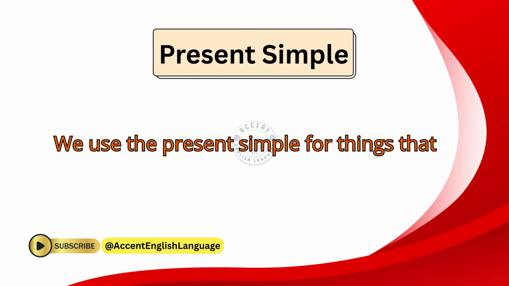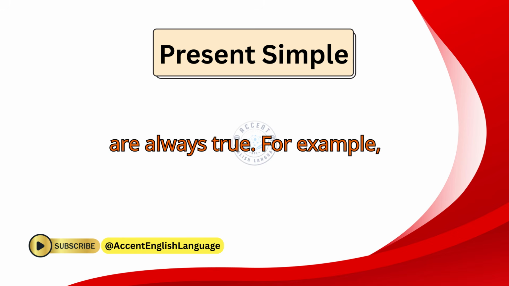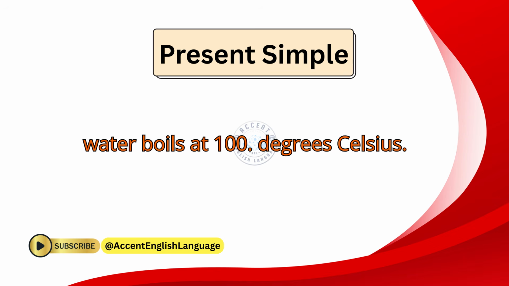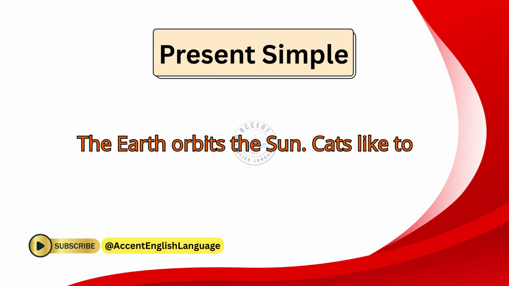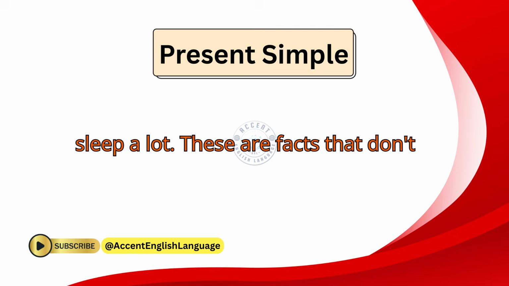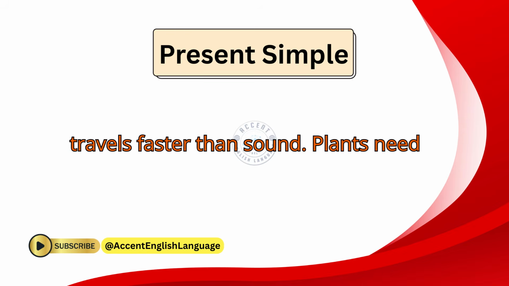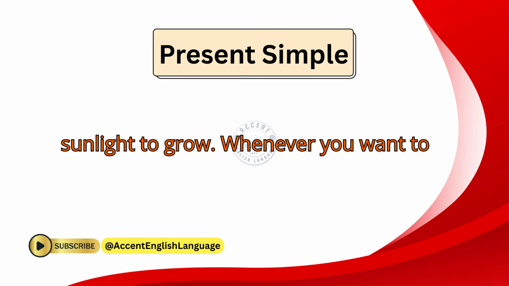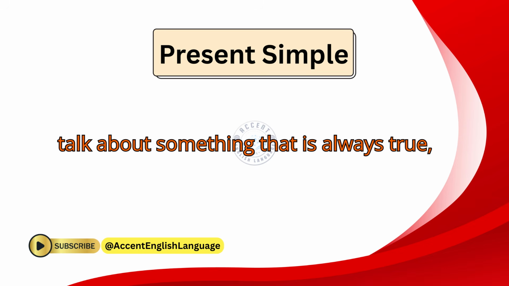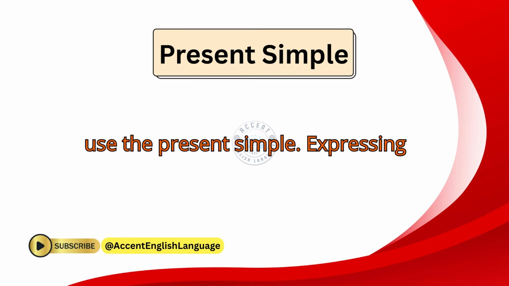Talking about facts, laws, and general truths. We use the present simple for things that are always true. For example, water boils at 100 degrees Celsius. The Earth orbits the sun. Cats like to sleep a lot. These are facts that don't change. Let's try a few more. Light travels faster than sound. Plants need sunlight to grow. Whenever you want to talk about something that is always true, use the present simple.